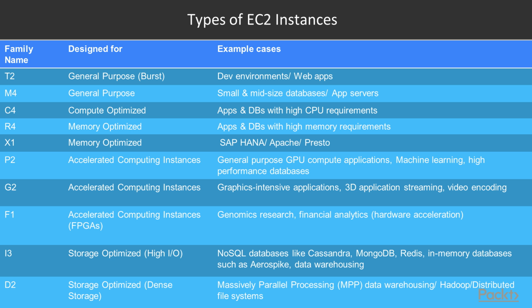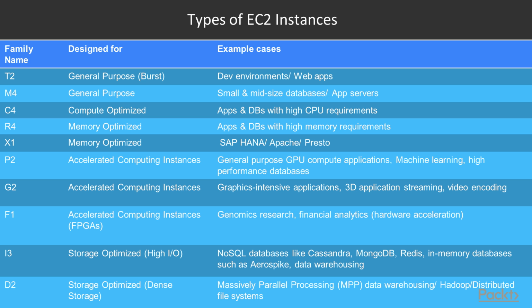Then there is the M4 family, which is general purpose and is used for small and mid-sized databases, data processing tasks that require additional memory. Think about it, about app servers. C4 is compute optimized. It's mostly for applications and databases with high CPU requirements. A few other examples include web servers, batch processing, distributed analytics, video encoding, high-performance front-end fleets.